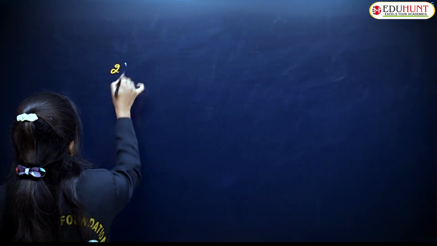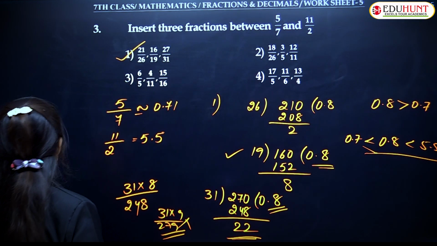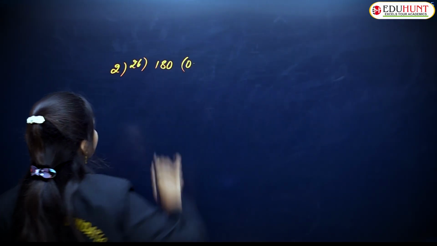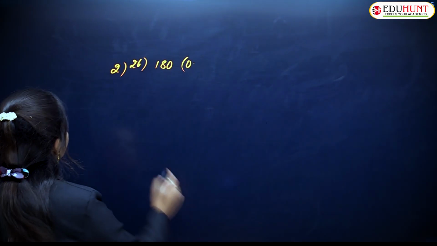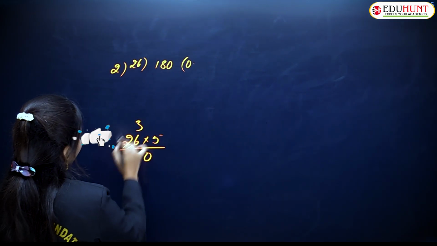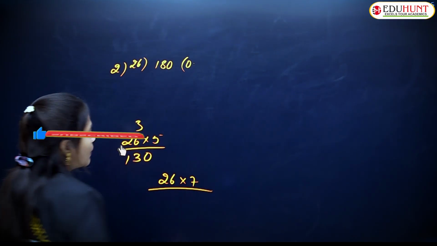That's why check the second option also. Second option, what is that? 18 divisible by 26, and here keep 0. Understood? The nearest number is 26 into 5. 5 sixes are 30, 5 twos are 10 plus 3, 13. So still more is required.